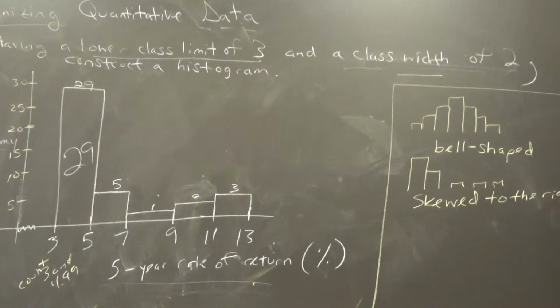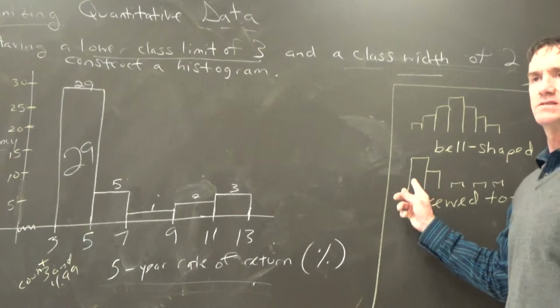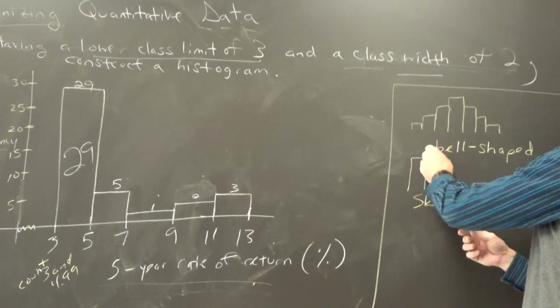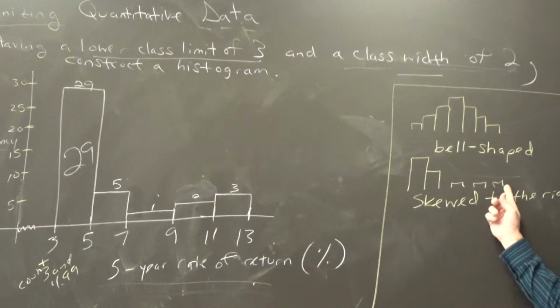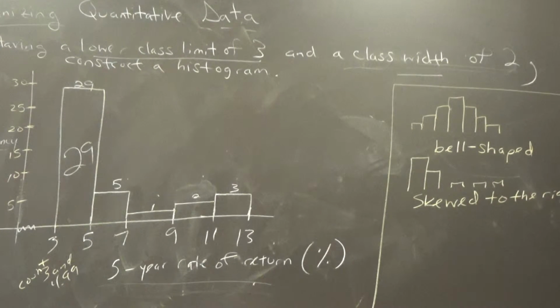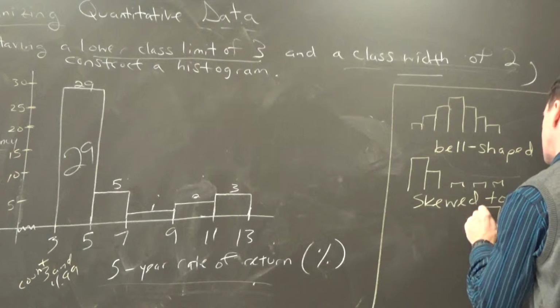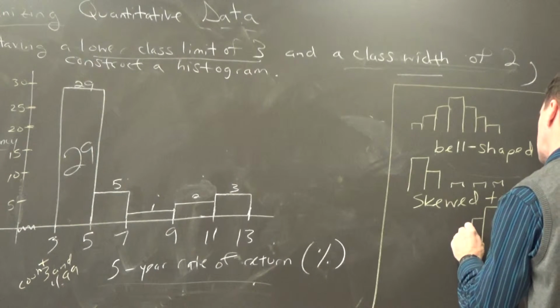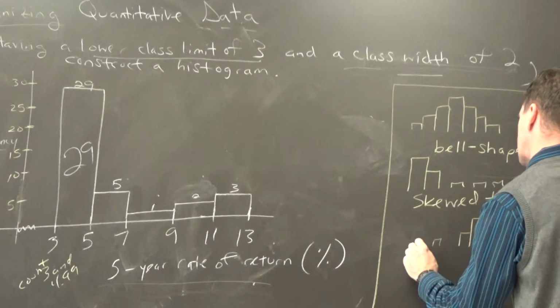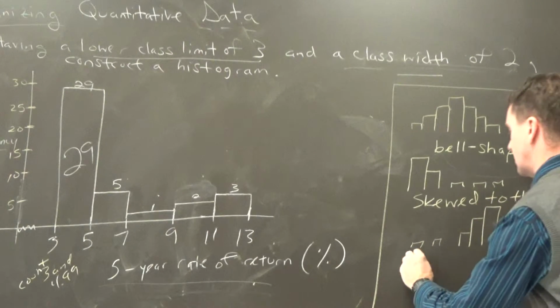If you have a hard time remembering left and right, like I don't know which way to say it's skewed, could you think of this like a dog with a little tail? It's skewed towards the tail. Okay? So what could you call this? Ta-da, what if it went like this? That was over here. Skewed to the left. Skewed to the left.